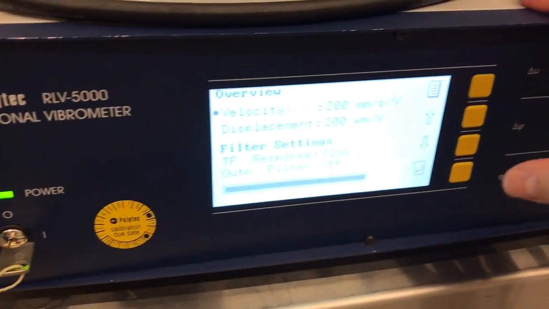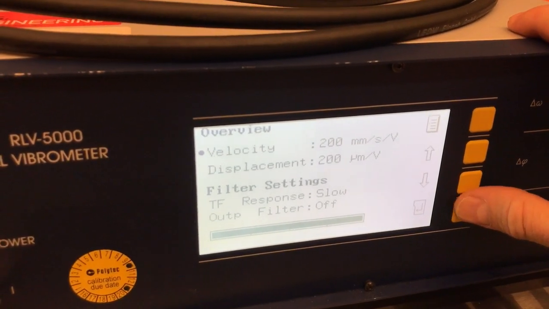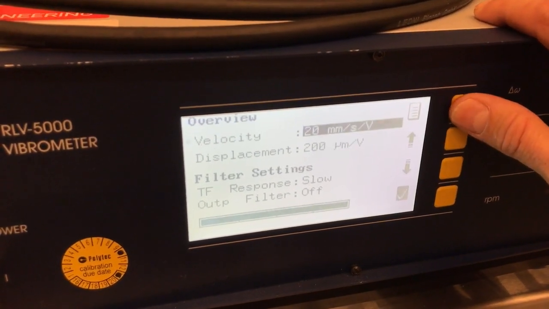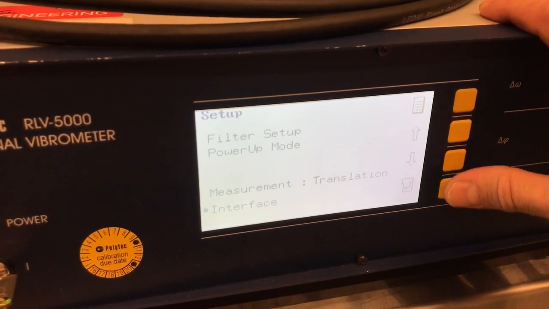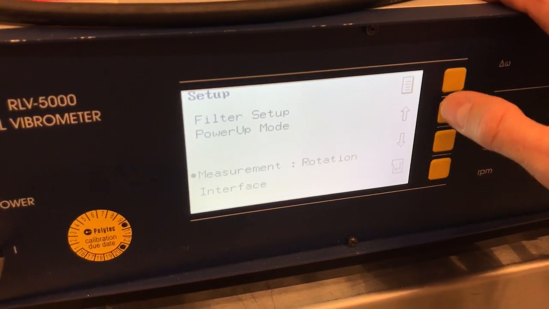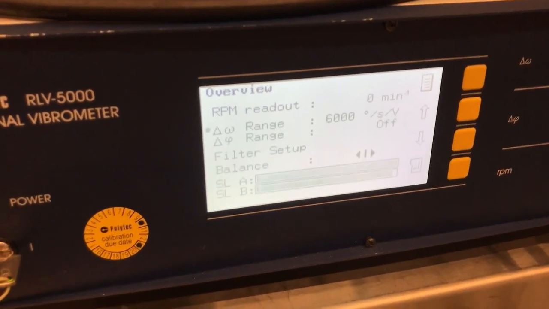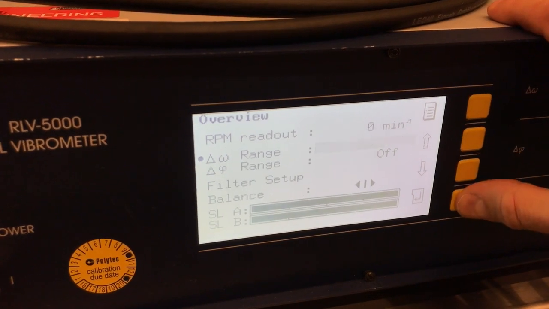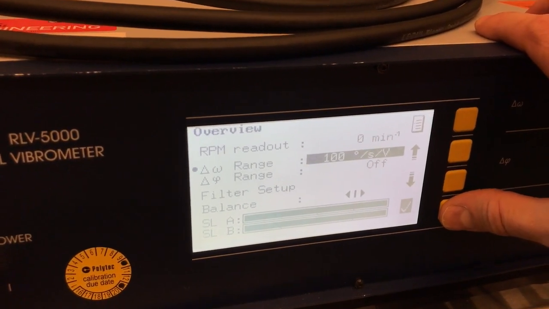So now that I've changed the instrument to 2 beam output, I need to change the mode of the vibrometer to rotation from translation, and that will give me a different sensitivity in the right unit system. So I adjust to rotation, and then if I go back to the overview here on the panel, you can see I've got 6,000 degrees per second per volt, which is a huge dynamic range. I have nowhere near this amount of angular vibration, so I adjust this to 100 degrees per second per volt.